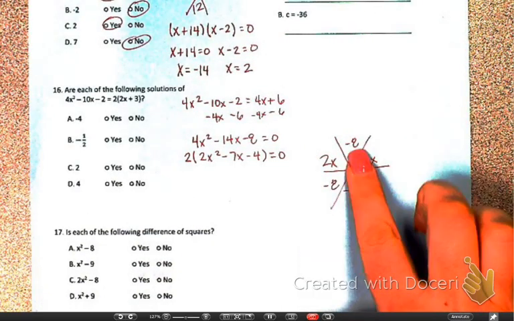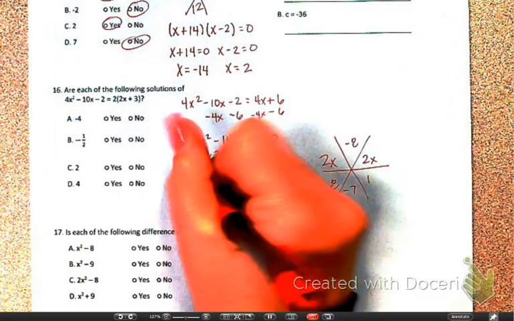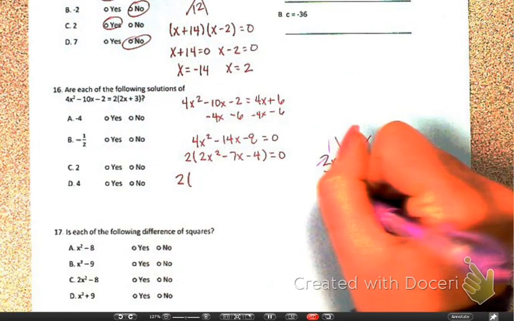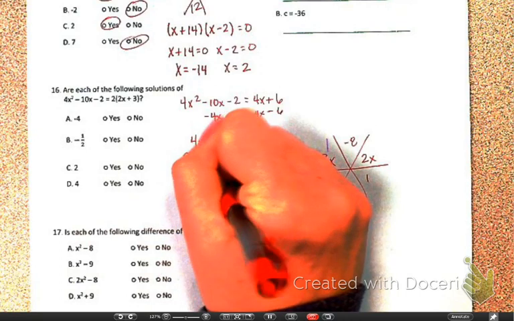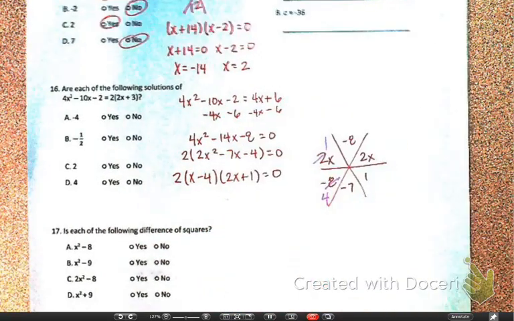Negative 8 times 1 is negative 8. Negative 8 plus 1 is negative 7. So I need to reduce. So 1 and 4, that one doesn't reduce. So I'm left with x minus 4 and 2x plus 1 equals 0.